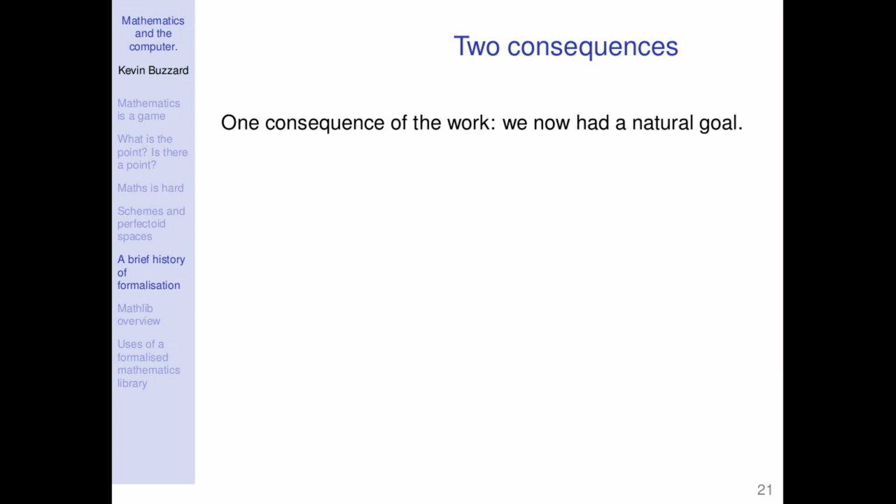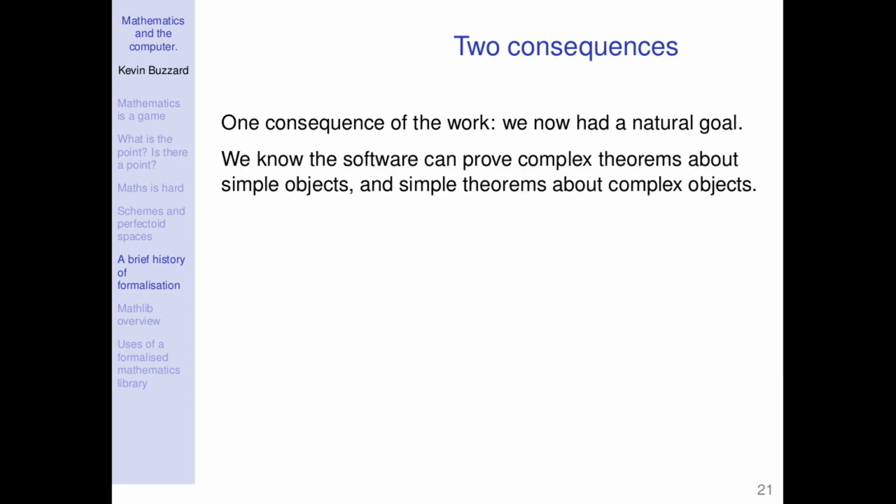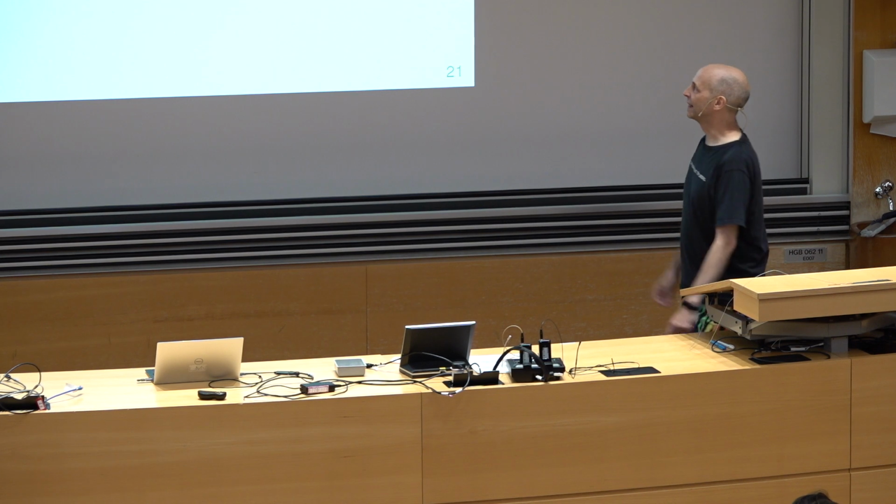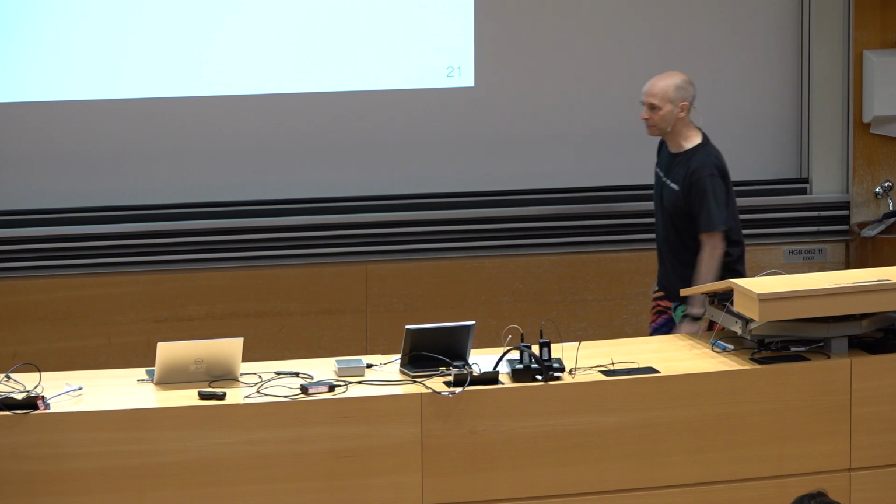But one consequence of the goal really was that now I was beginning to realize, maybe not from a mathematics point of view, but from a computer science point of view, we've now got a very natural goal, because we now know that the software can handle complex theorems about simple objects and simple theorems about complex objects. So the question is, can we prove a complex theorem about complex objects? So there's a research target. And now the question is, you have to decide which theorem.